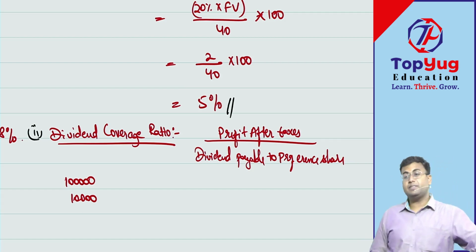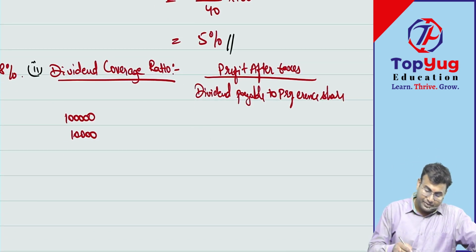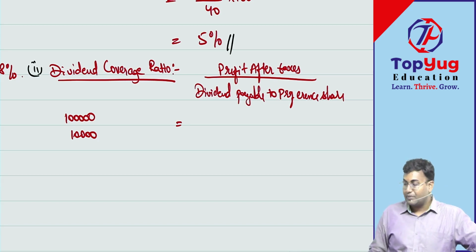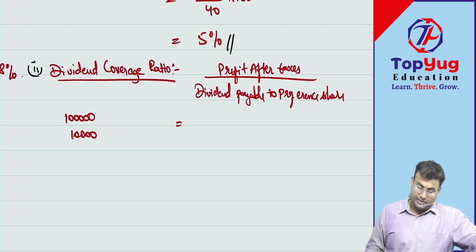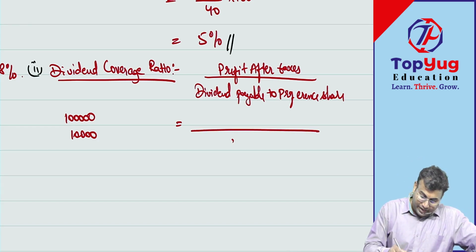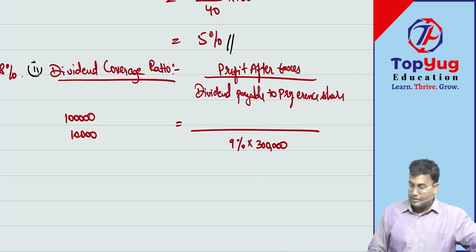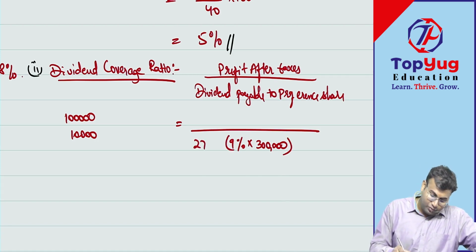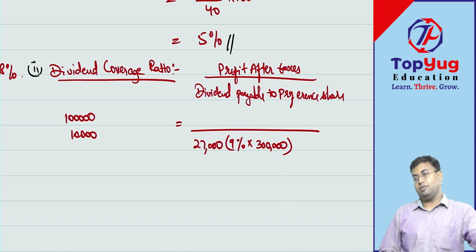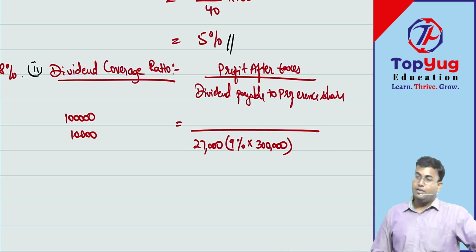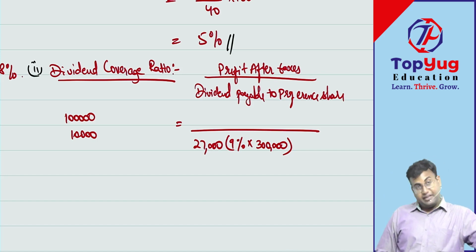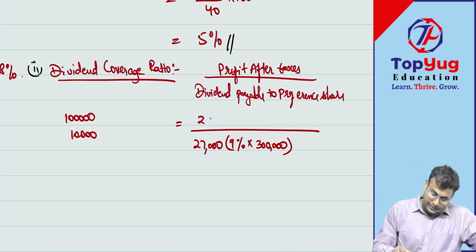Is the preference dividend a fixed payout? Yes. So how much is my preference dividend? They have mentioned it already in the question. It says 9% of how much capital? 3 lakhs, right? So 9% of 3 lakhs, that is my total dividend payment. That would stand at how much? 27,000. How much is the profit available for those dividends? After tax, before tax? After tax only, no? Yes. How much is it?